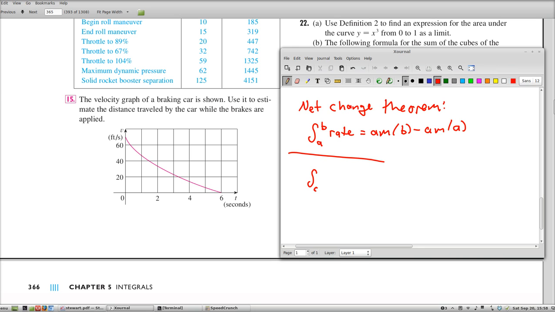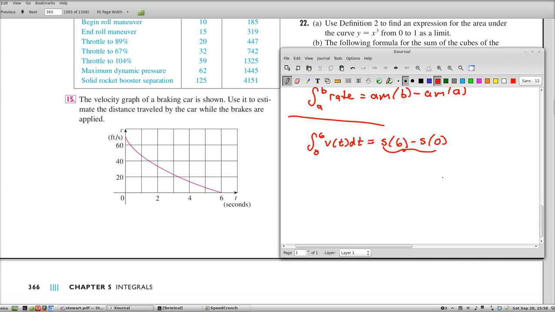So we're going from 0 to 6 of the velocity function, whatever that is, dt. And the true answer would be the location at time 6 minus the location at time 0. And this is the elapsed distance, or the distance traveled, which is exactly what the question is asking about. But they don't give us an expression for velocity. We're supposed to just use this, and that's where Riemann sums come in.